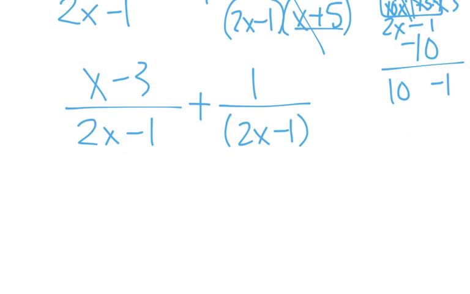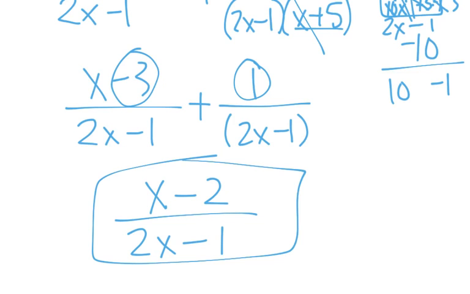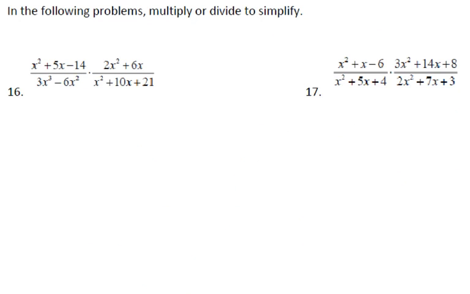Now we have the common denominator, negative 3 plus 1, gives us x minus 2 over 2x minus 1, and there's our answer. Always look to cancel if possible. It makes life a lot easier. Okay, now let's do some practice multiplying.